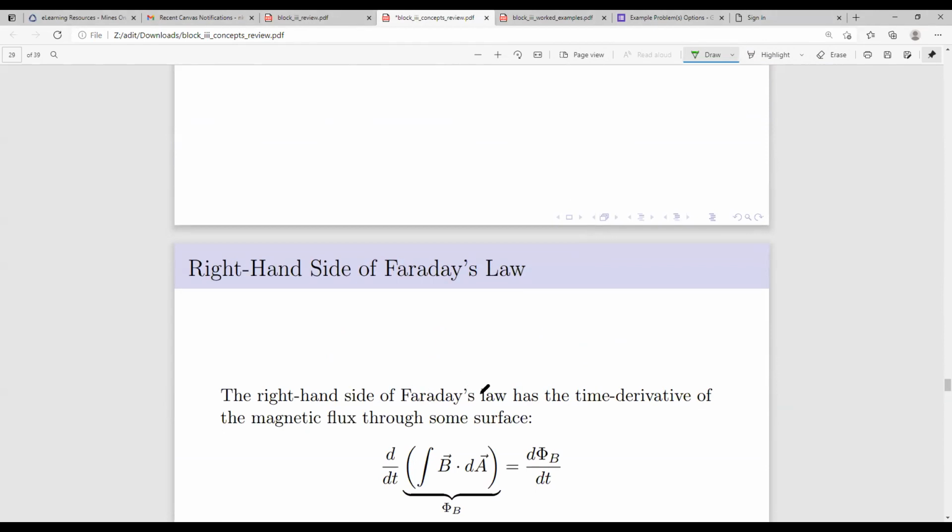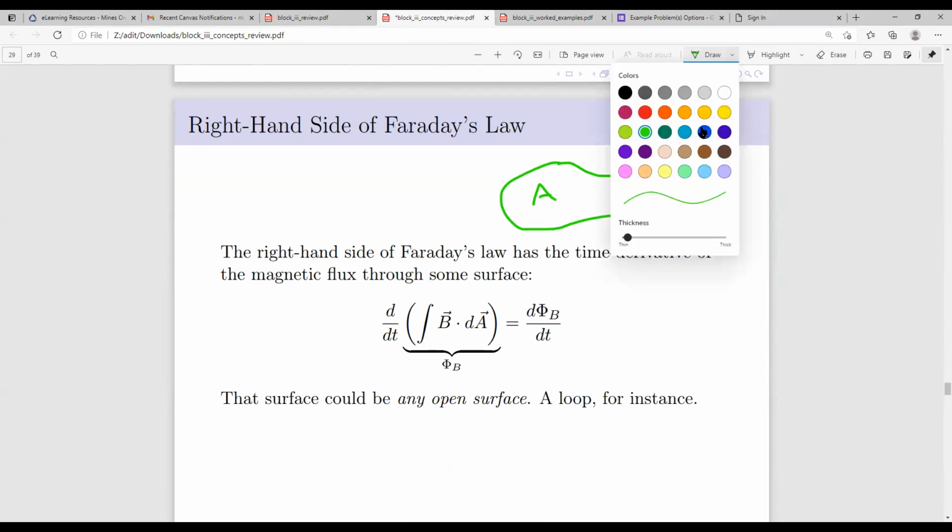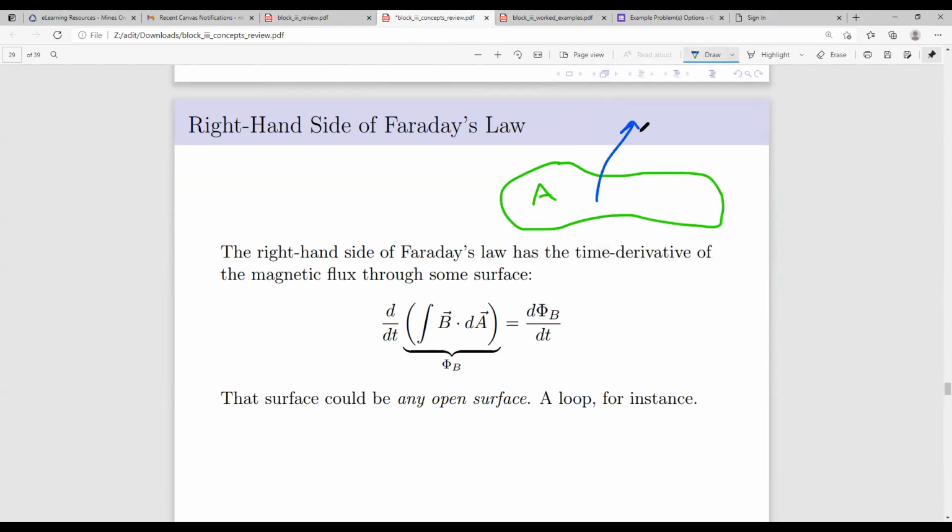The right-hand side of Faraday's law has the time derivative of magnetic flux through some surface. So Tyler mentioned magnetic flux earlier. We can just define that for any surface. If I have some surface, maybe it has an area, and there is a magnetic field going through that surface, that's enough for us to give a flux, because flux is nothing more than the integral of B dot dA. That's all the right-hand side of Faraday's law is.